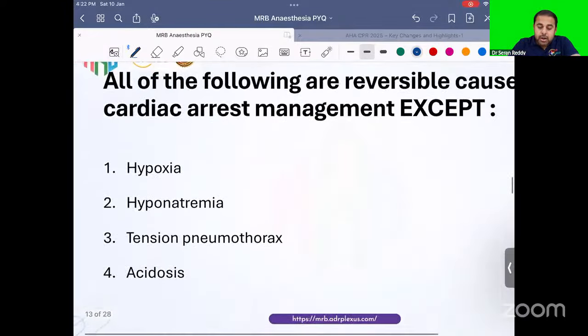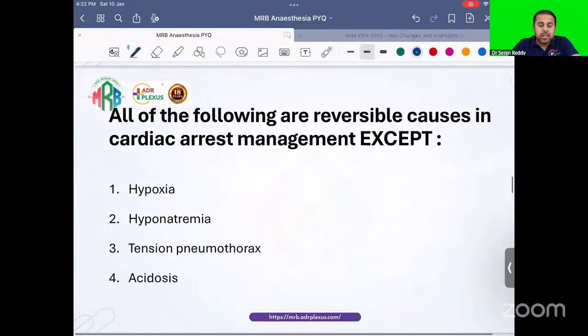The next question. All of the following are reversible causes of cardiac arrest management except. Come on guys, answer. Very, very, very important question which keeps repeating. Hypoxia, hyponatremia, tension pneumothorax, acidosis. Fantastic. Hypoxia is the correct option. Tension pneumothorax is the correct option. Acidosis, H+ ion is the correct option. Hyponatremia is the odd man out here.